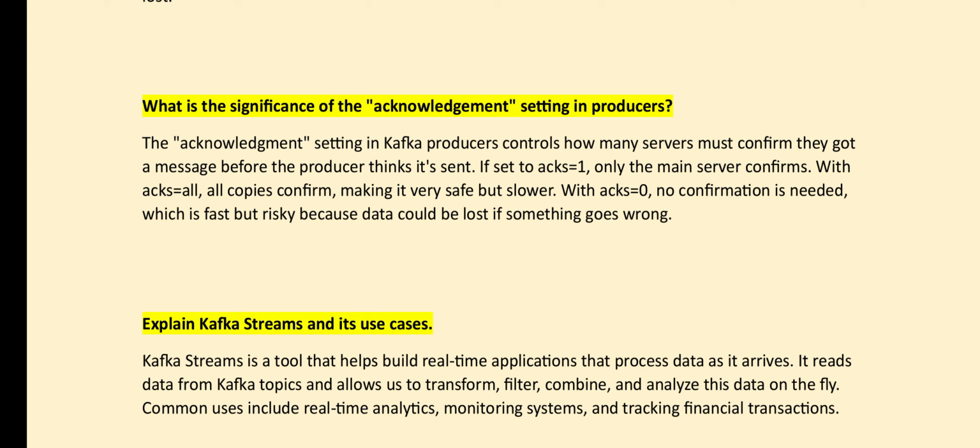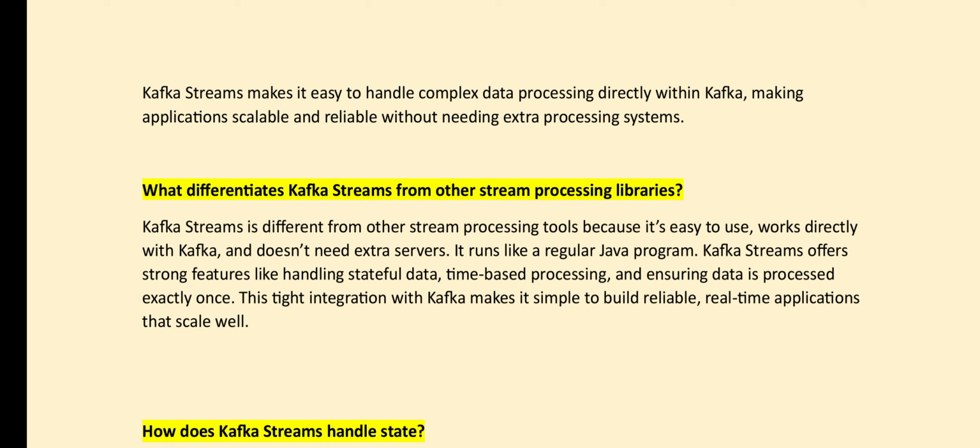Explain Kafka Streams and its use cases. Kafka Streams is a tool that helps to build real-time applications that process data as it arrives. It reads data from Kafka topics and allows us to transform, filter, combine, and analyze this data on the fly. Common uses include real-time analytics, monitoring systems, and tracking financial transactions. Kafka Streams makes it easy to handle complex data processing directly within Kafka, making applications scalable and reliable without needing extra processing systems.